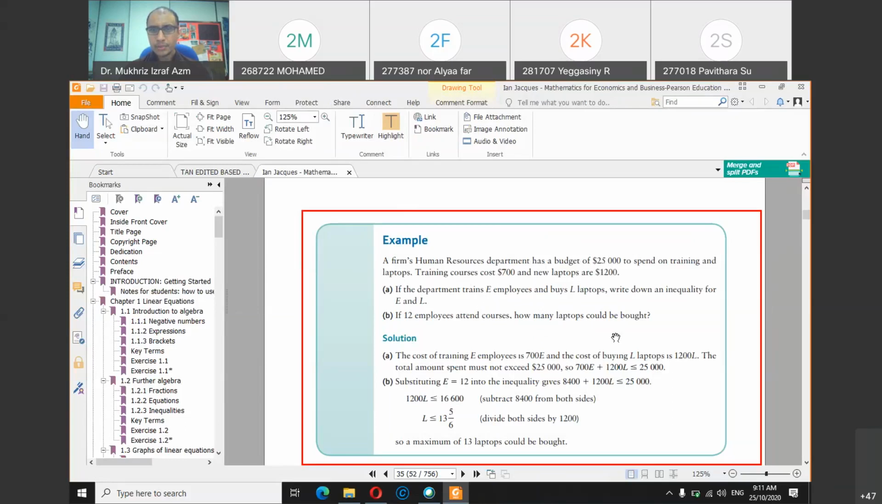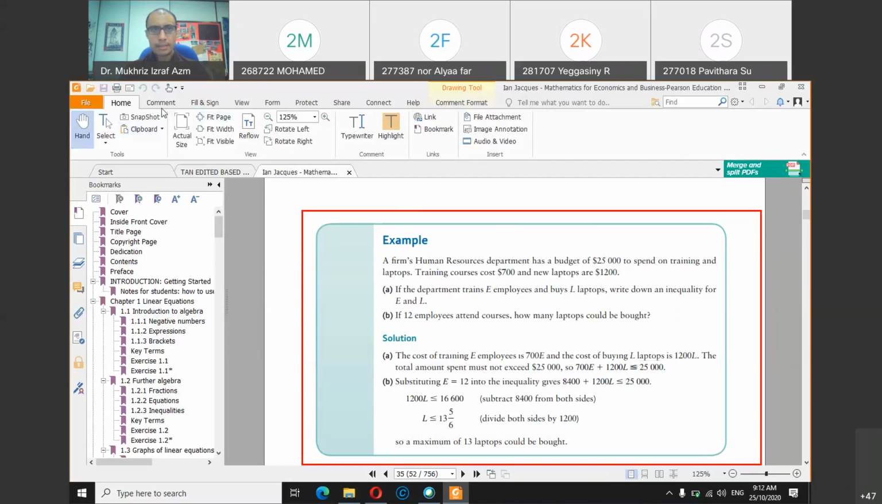You can see immediately from the solution here. Write down the inequality, meaning a maximum budget of 25,000. So 700E plus 1,200L, where 1,200 is the price of a laptop. It cannot exceed 25,000, meaning that your inequality should take the form of less than or equal to.